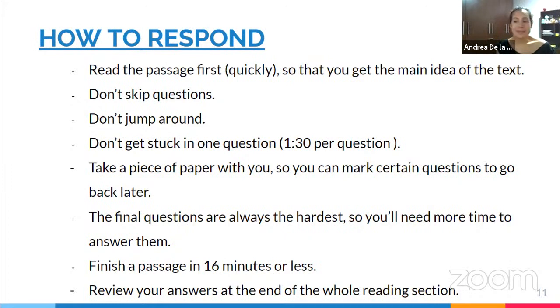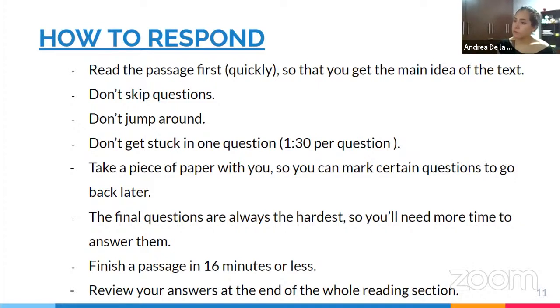Do not get stuck, don't waste time on one question. Approximately you have 1.5 minutes per question. 1 minuto y medio por pregunta on average. Obviously, there are going to be questions that require more time, 2 minutes, and there are going to be questions that you can answer in 30 seconds. So it depends on the question, but as an average, you get 1 minute and 30 seconds. And if you're taking more than 2 minutes, then it's time to move on to the next. Okay, guys?